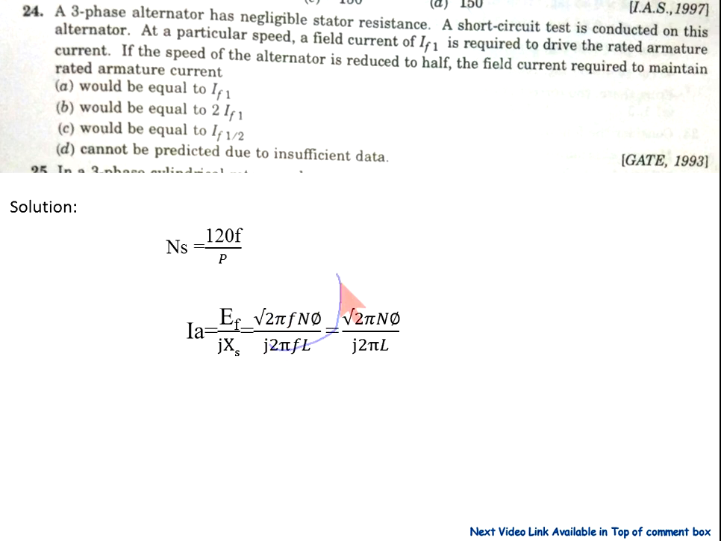After putting these expressions, the result is not frequency dependent. It is independent of the frequency. So the armature current is always independent of the frequency. If the speed is reduced to half, then the frequency is changed, but the frequency independent current, that is the armature current, flows in the armature. So the armature current is not changed due to reduction of speed. So the answer A is correct.